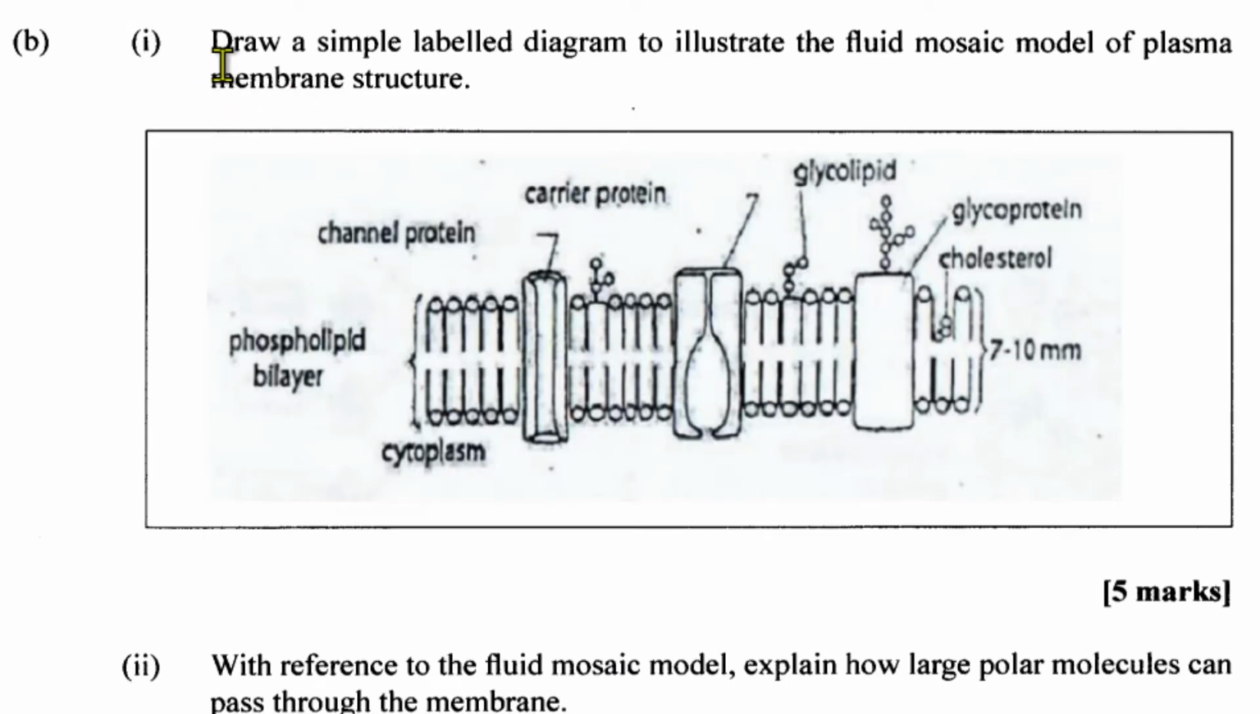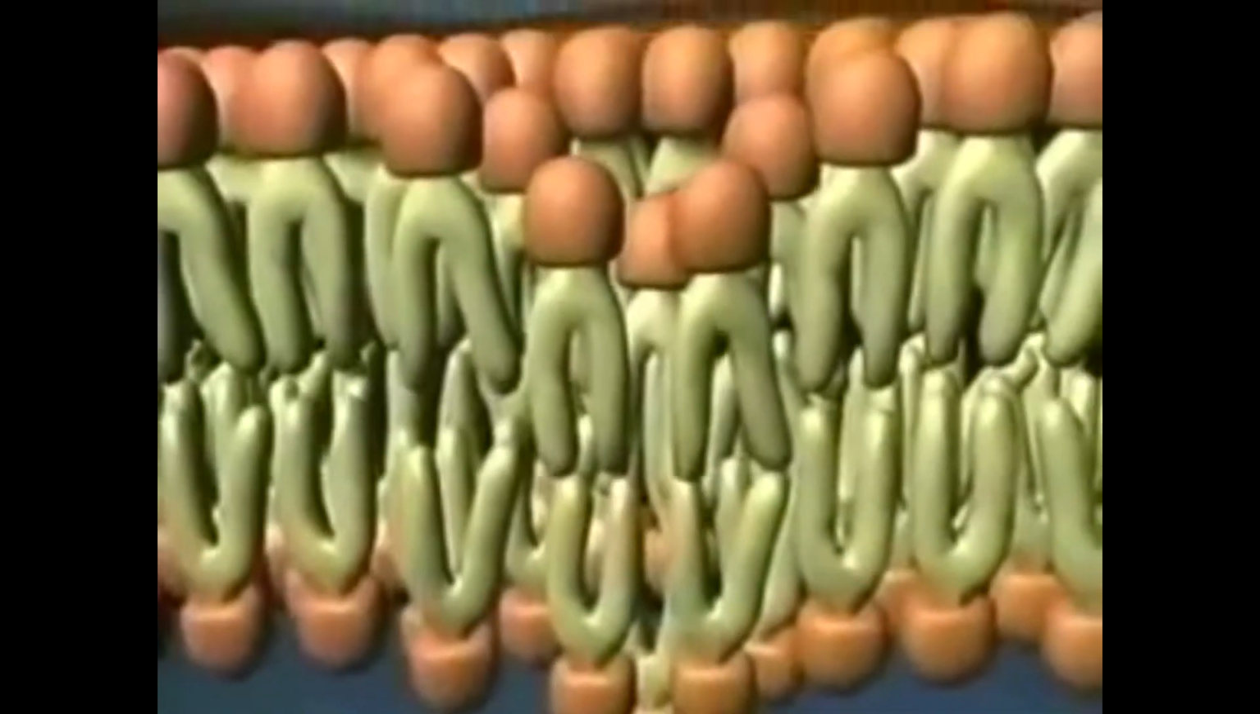B. Draw a simple labeled diagram to illustrate the fluid mosaic model of a plasma membrane structure. So you'd have to annotate. You just have the label, it is 5 marks. So what you want to have here is a phospholipid bilayer, and these will have phospholipids, of course, as a bilayer, so there's groups of 2 of them, and the phospholipids are going to have phosphate heads, and these phosphate heads, remember, are hydrophilic or water loving, and they're going to have fatty acid tails, which are hydrophobic.